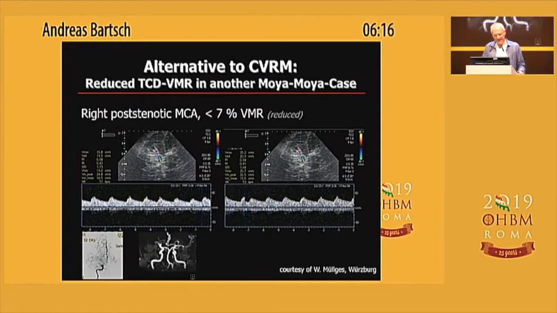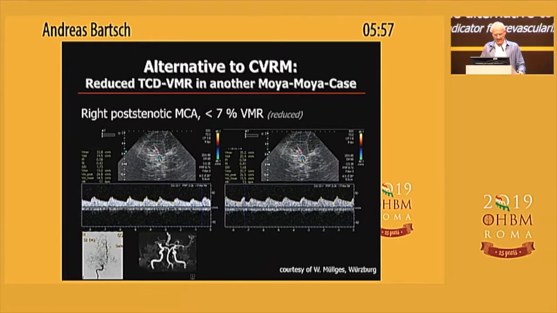And this is a different case with a right terminal carotid stenosis, to show you that TCD can in fact pick up a reduced vasomotor reserve. In this case, it was only 7%. So this patient was a good candidate for the surgery.